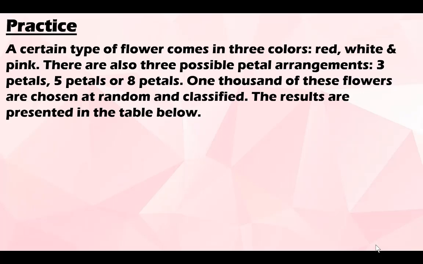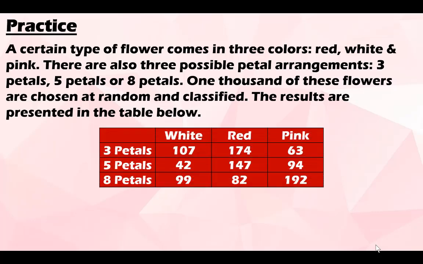A certain type of flower comes in 3 colors: red, white, and pink. There are also 3 possible petal arrangements: 3 petals, 5 petals, or 8 petals. 1,000 of these flowers are chosen at random and classified. The results are presented in the table below. So we have 107 3-petal white flowers, 174 3-petal red flowers, 63 3-petal pink flowers, and so on.